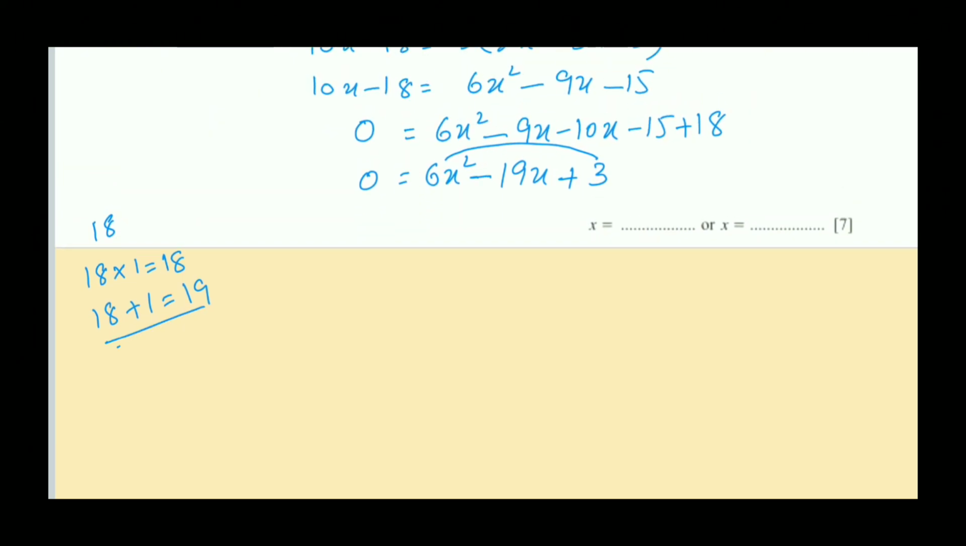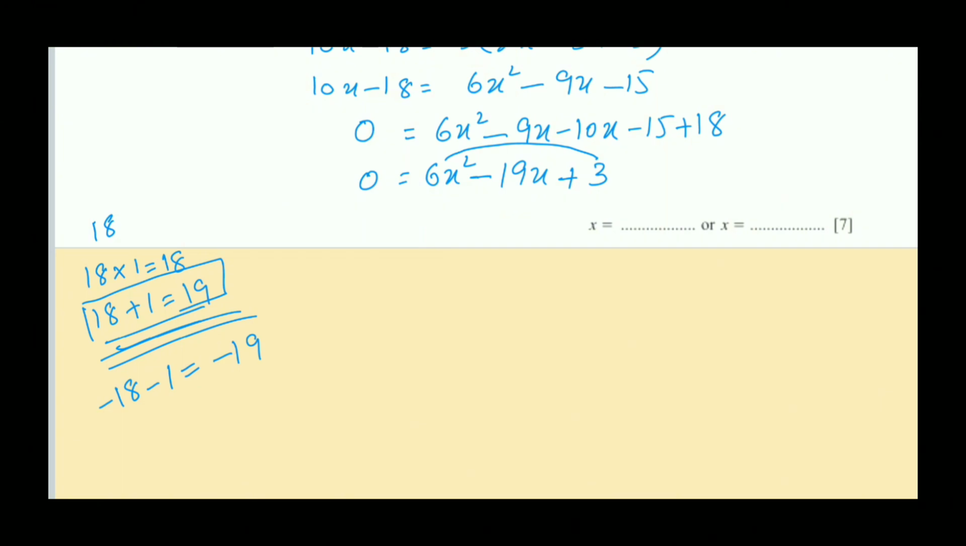18 plus 1 is 19. So after selecting the factors, you have to check the sign of the middle term. The middle term sign is negative. So if the middle term sign is negative, you have to change the sign of these selected factors. 18 plus 1 is written, you can change all the signs: minus 18, minus 1, minus 19. By changing all the signs of these selected factors, you will get a negative term like that.